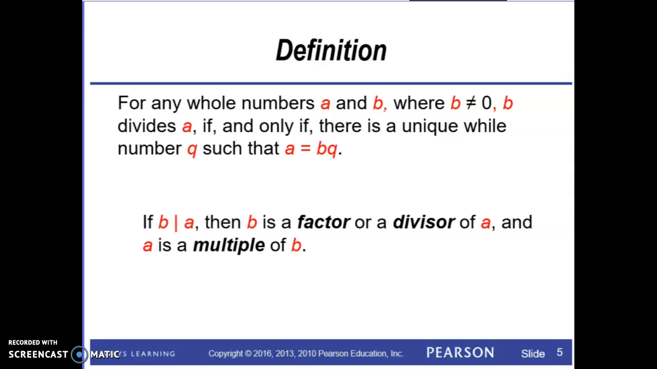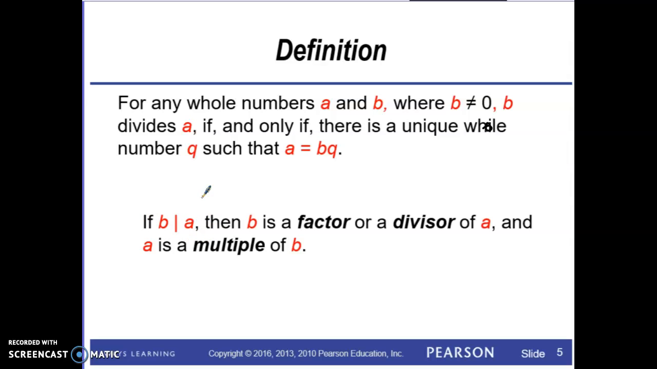We can say that B divides A if and only if there is a unique whole number Q such that A equals BQ. Okay, so first of all, that word should be whole, not while. Sorry about that. There's a whole number. And if B divides A, then B is a factor of A, and A is a multiple of B. So first of all, we have this semi-confusing definition from a 10-year-old perspective. And then we just say this one is a factor and this one is a multiple. They're in the same definition.